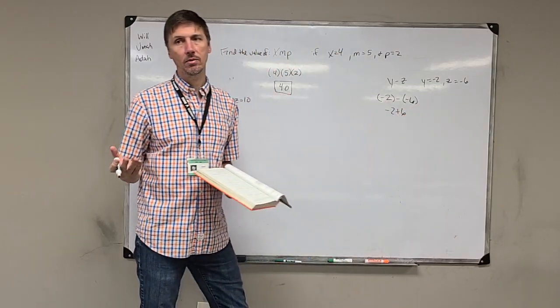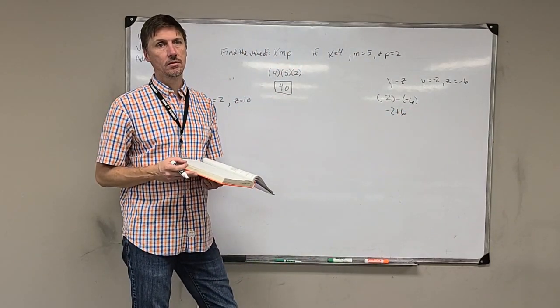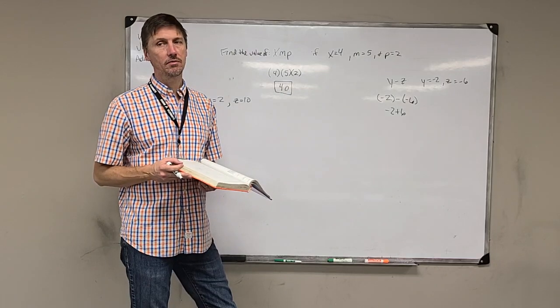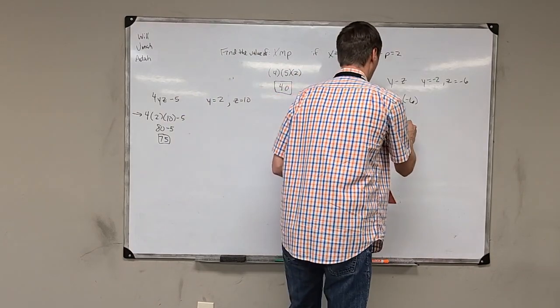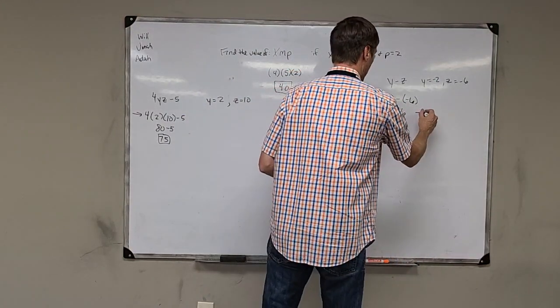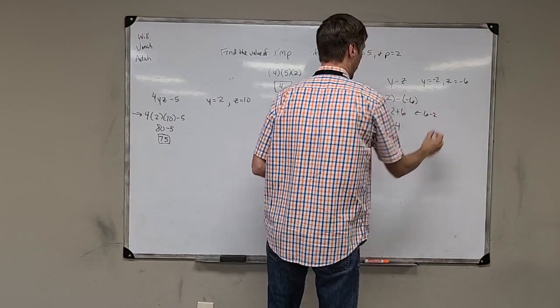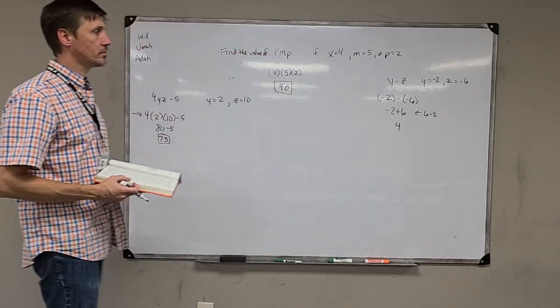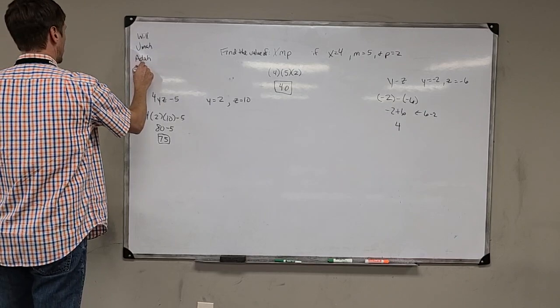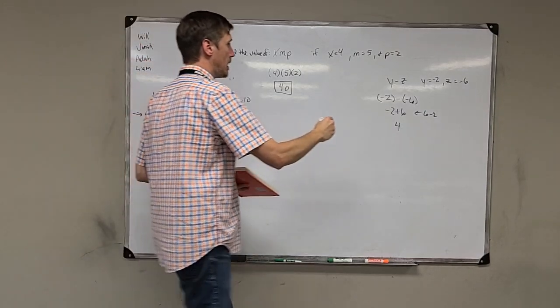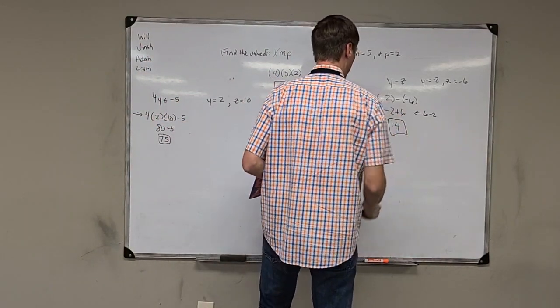Now, doing the math for that, what's our final answer? Positive or -4? Positive. +4, right? This right here is the same as 6 minus 2, right? So +4 would be the answer. Did I lose anybody anywhere in that process?